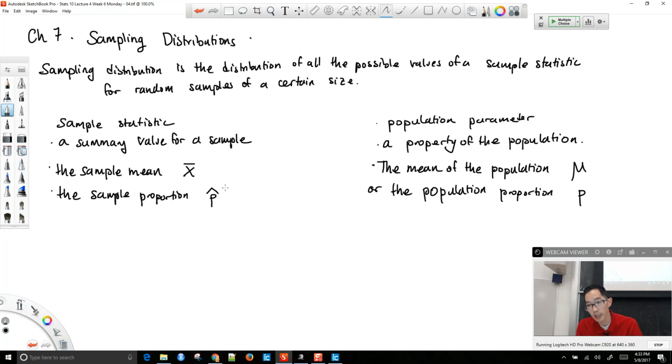And we have p hat for the sample proportion. And the sampling distribution is the distribution of all the possible values of a sample statistic for random samples of a certain size. All right, let's try to break that down.